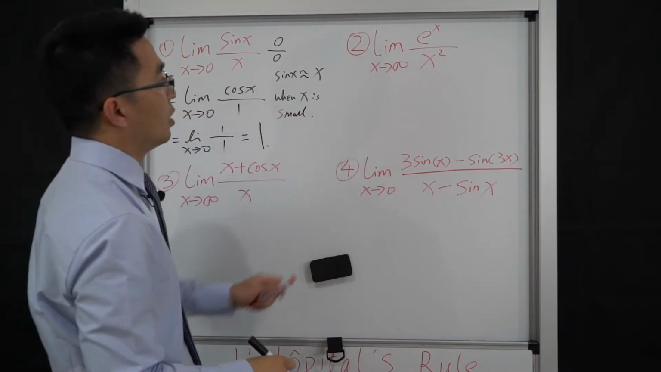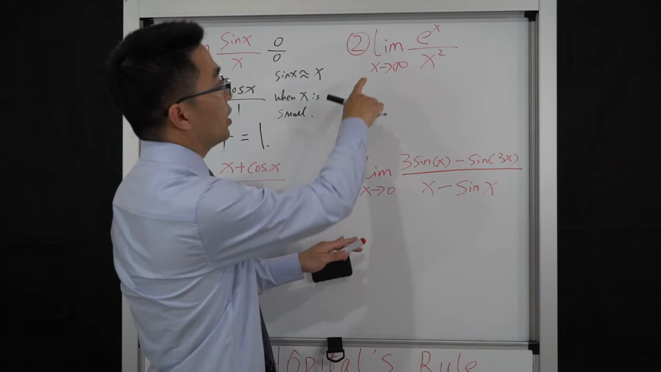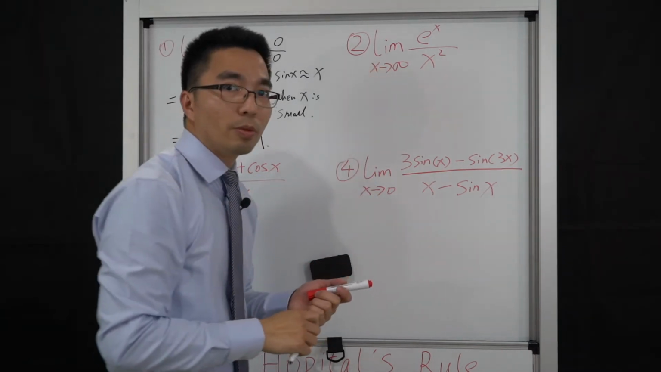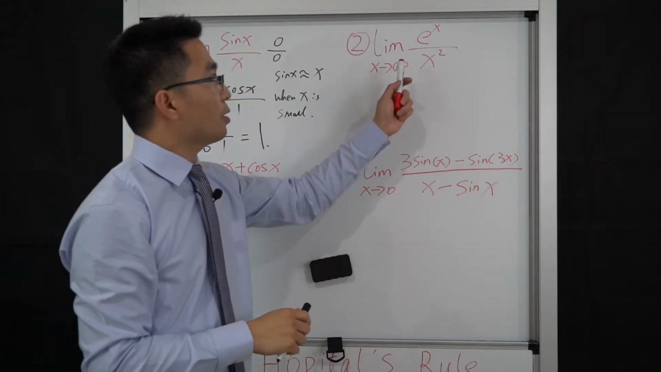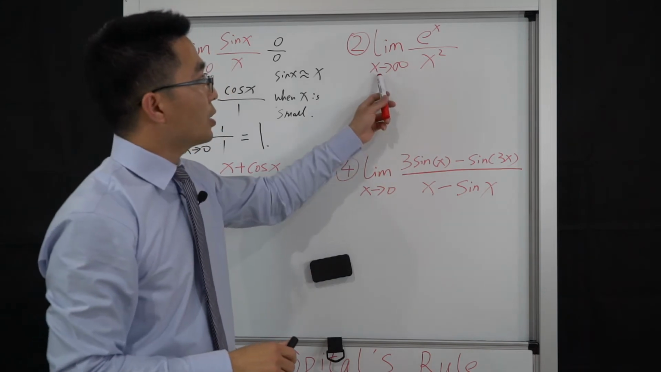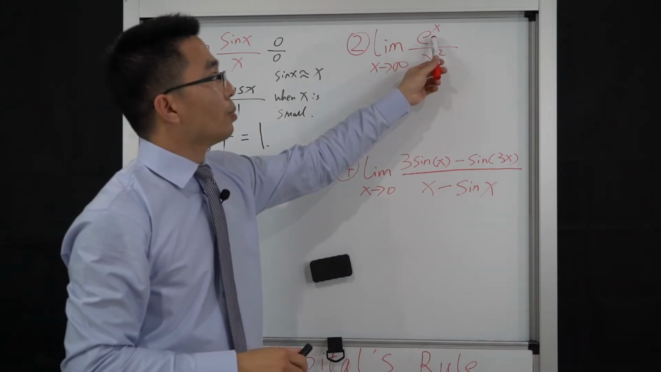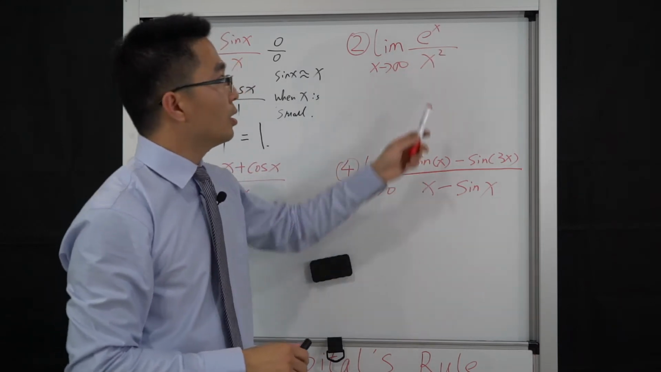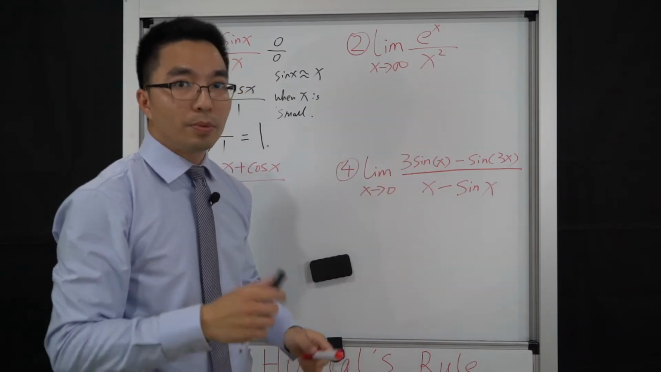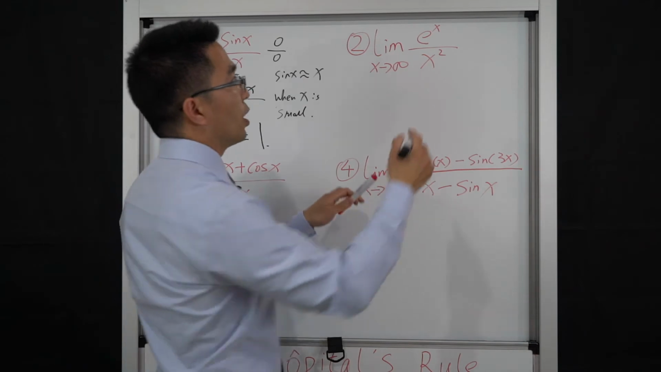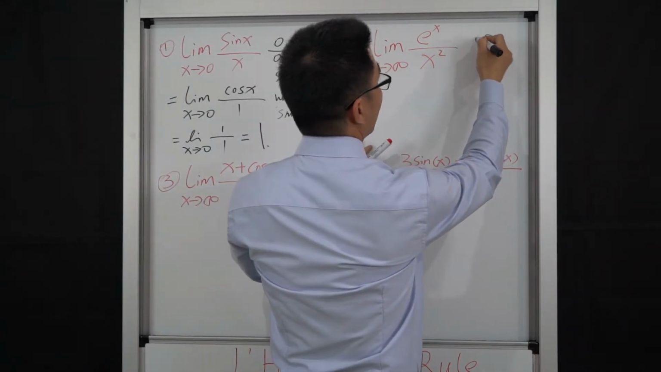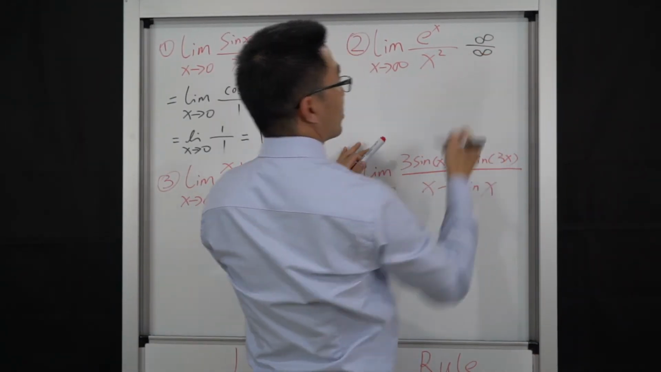Okay, the second question is the limit of e to the power of x divided by x squared, when x is approaching positive infinity. e to the power of x approaches infinity. x squared approaches infinity as well. So we have an infinity divided by infinity form.